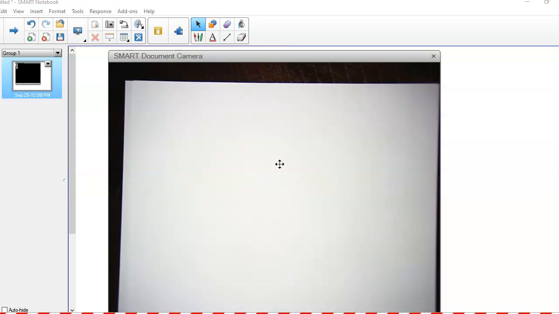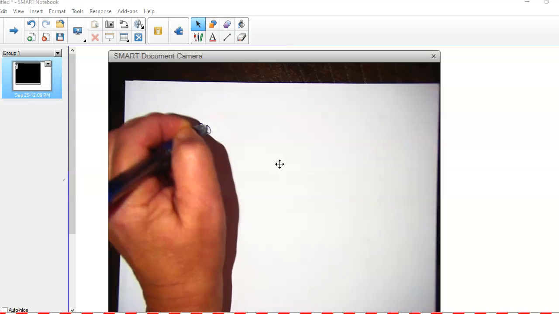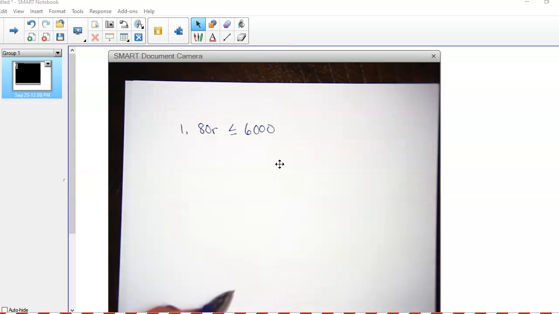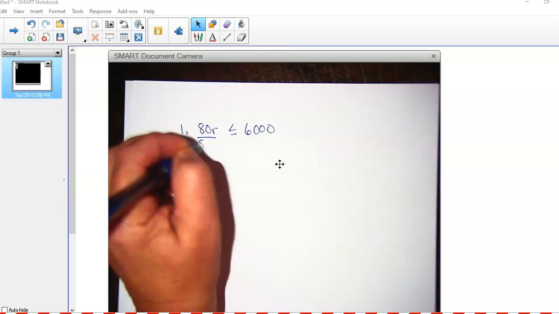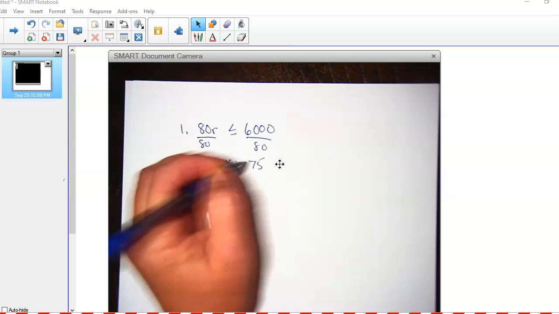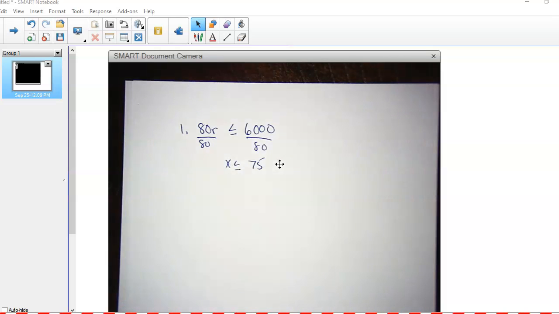It says a student pilot plans to spend 80 hours on flight training to earn a private license. The student has saved $6,000 for training. Write and solve an inequality to find the possible hourly rates R that the student can afford for training. So, number one, 80R, can't spend any more than the $6,000. Okay, so there's your inequality. And we're going to solve this by dividing both sides by 80, and R is less than or equal to 75. So they can't spend any more than $75 per hour for the training.